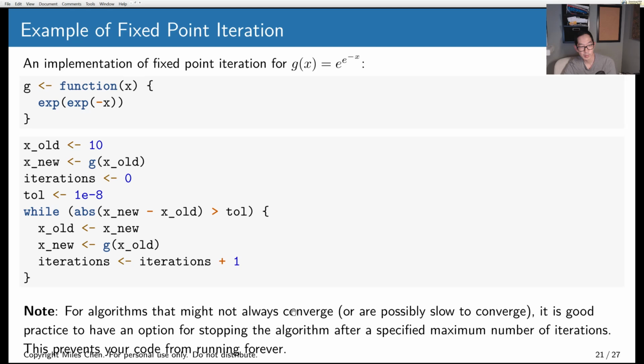So for algorithms that might not always converge, it's good practice to throw in a break loop, a little conditional that says if the iterations go over 1,000, break. Okay, so maybe we'll implement that in the future, but this is what we have here.